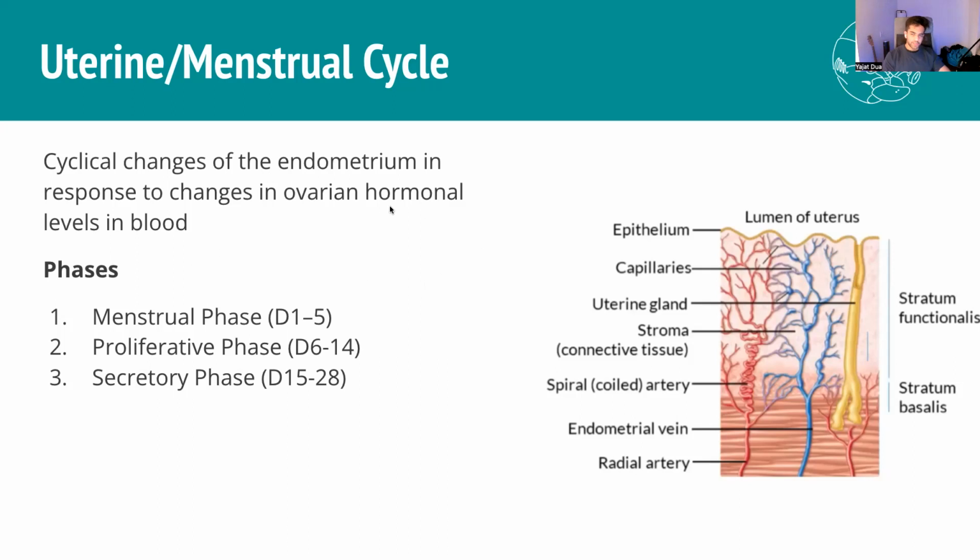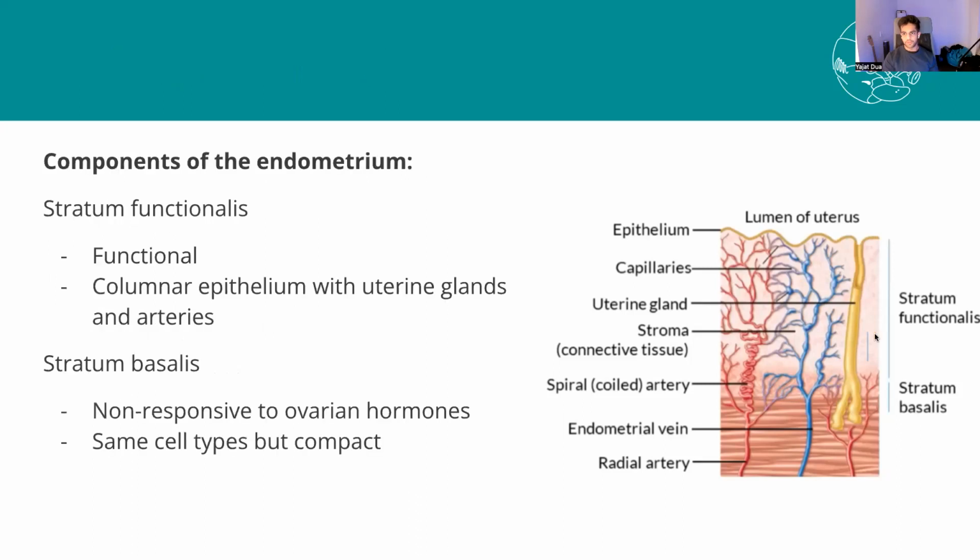Essentially, the uterine cycle is, again, cyclical changes happening in the endometrium. You have 3 major phases. It starts off with the beginning of menstruation, so the menstrual phase, around 4 to 5 days. In the menstrual phase, the endometrium has shed off, and then it needs to build back up. So it needs to proliferate, and you have the proliferative phase, and then you have the secretory phase. For basic anatomy, you have the stratum functionalis and the stratum basalis in the endometrium of the uterus.